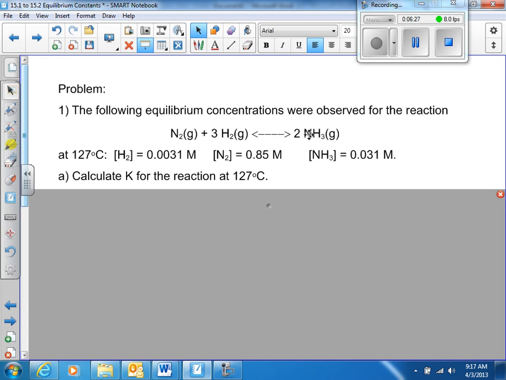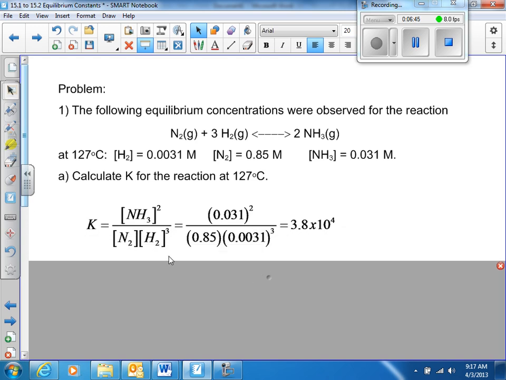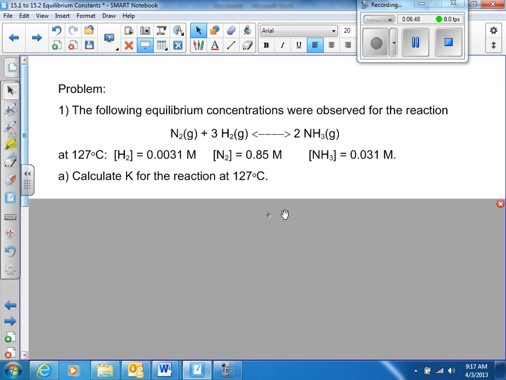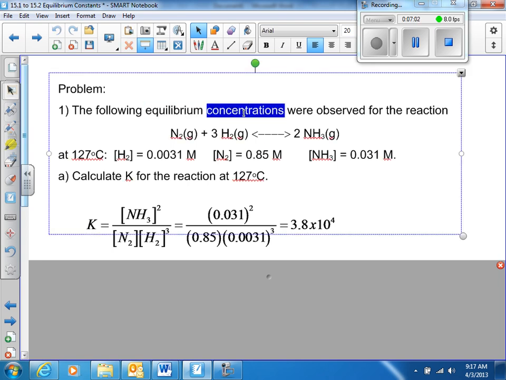K will be products, NH3 squared, divided by reactants, H2 cubed times N2. And then you just plug in the numbers right here. So you might want to pause and fill that in. I'm going to show this to you. Okay. So again, pause it if you need to. So the equilibrium expression K is products over reactants, and you raise everything to the power of their coefficient. We just plug in the values since we were given actual equilibrium concentrations.